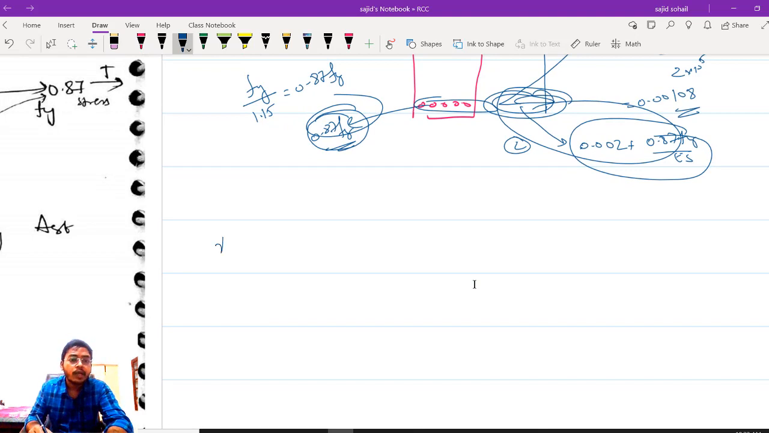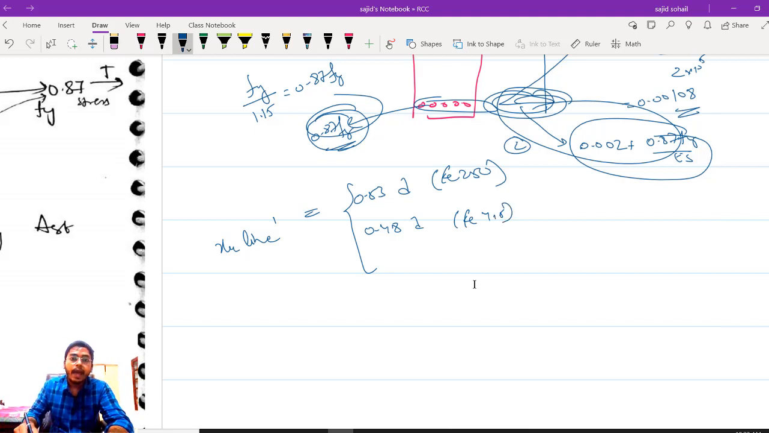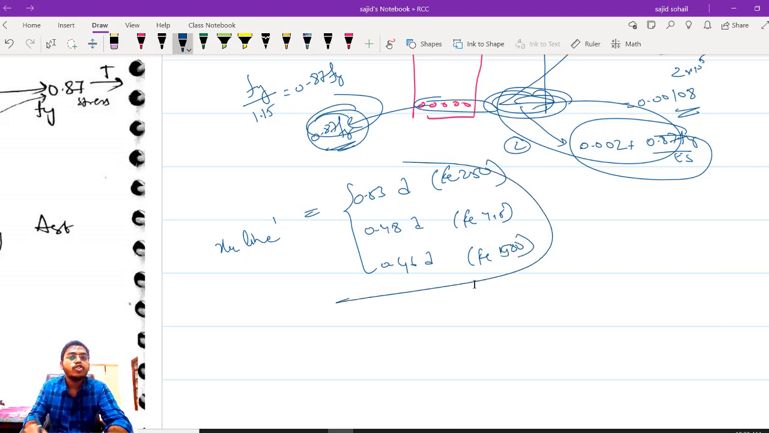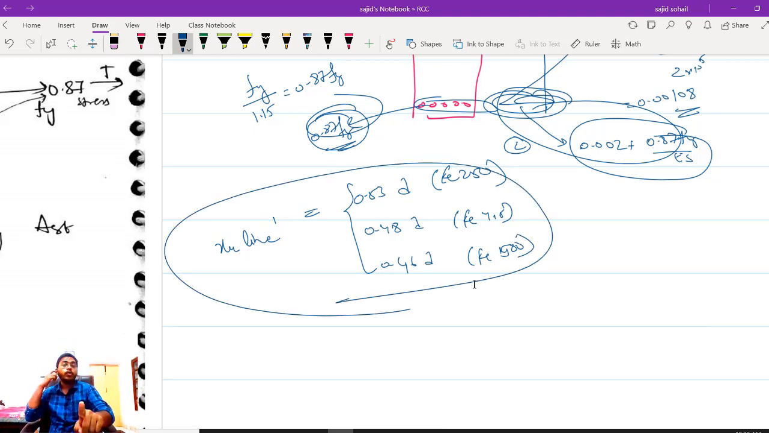Okay, and use your common sense. In the last module I have taught you Xu limit value, right? Neutral axis ka limiting depth. So what is the maximum it can have? It can have 0.53D for Fe250, 0.48D for Fe415 and 0.46D for Fe500. I have told you to make a table in your short notes, right? Because this is a very important bit.